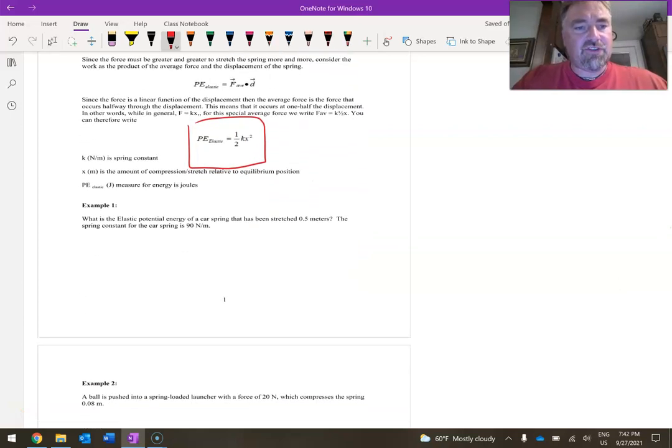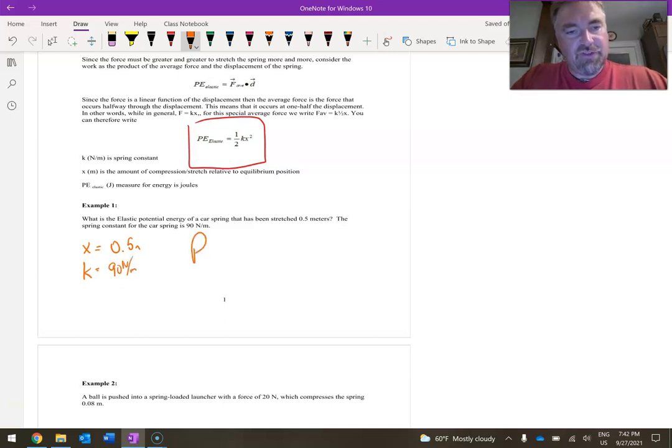What is the elastic potential energy of a car spring that's been stretched 0.5 meters? The spring constant for the car is 90 newtons per meter. Okay, so again, we'll go with our givens. So we know how far it's been stretched, and how far it's been stretched is labeled by x. So that's going to be 0.5 meters. And then our spring constant is going to be 90 newtons per meter.